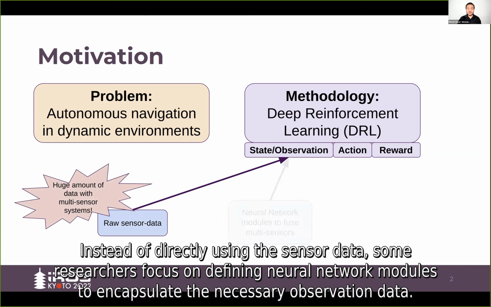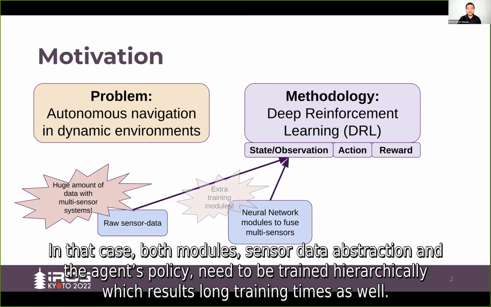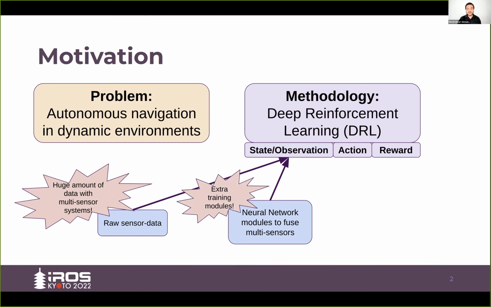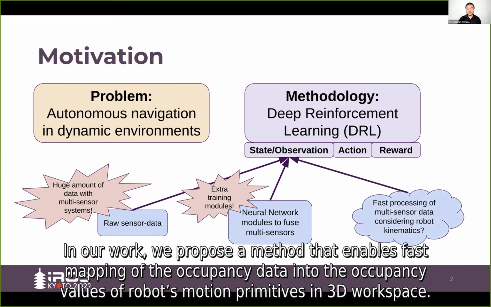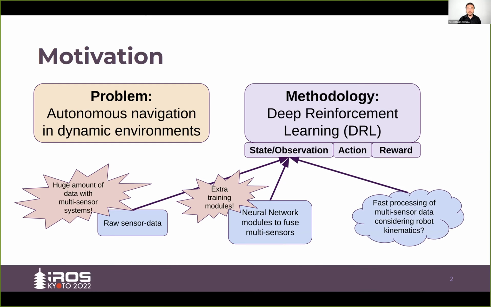Instead of directly using the sensor data, some researchers focus on defining neural network modules to encapsulate the necessary observation data. In that case, both modules, sensor data abstraction and the agent's policy, need to be trained hierarchically, which results in long training times as well. In our work, we propose a method that enables fast mapping of the occupancy data into the occupancy values of robots' motion primitives in 3D workspace.